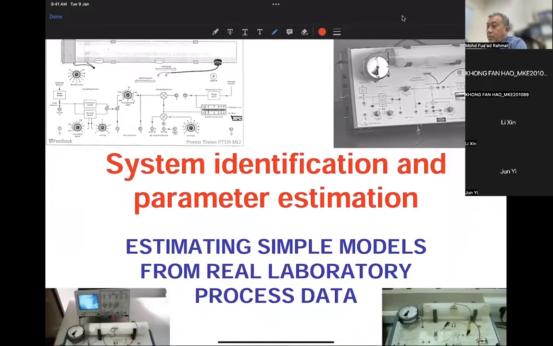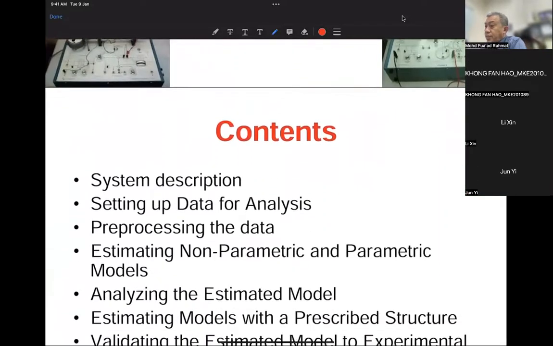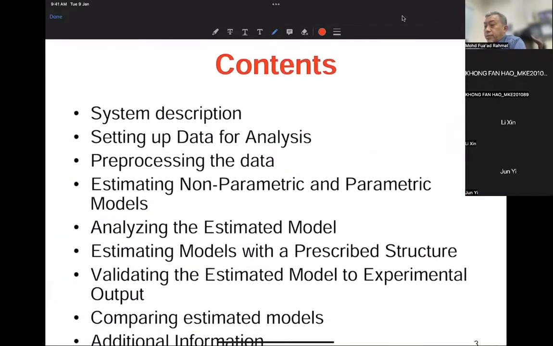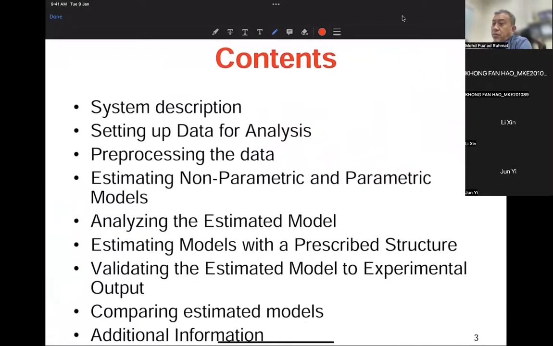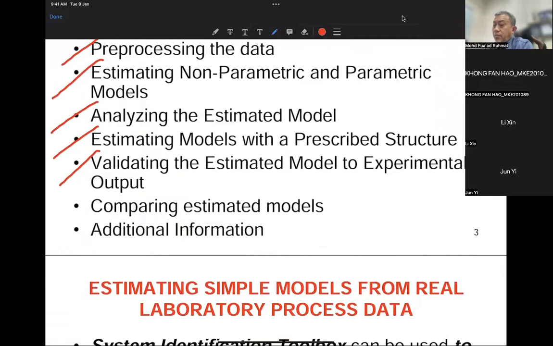We're going to estimate simple models from real laboratory process data. The contents of this presentation will be the system description, setting up data for analysis, pre-processing, estimating non-parametric and parametric models, analyzing the estimated model, estimating a model with a prescribed structure, validating the estimated model against the experimental output, and comparing estimated models, plus some additional information.